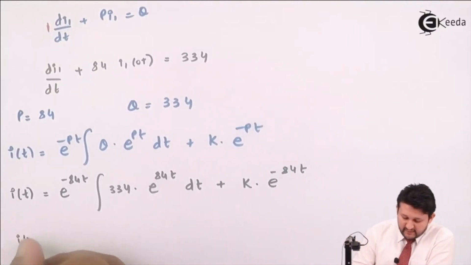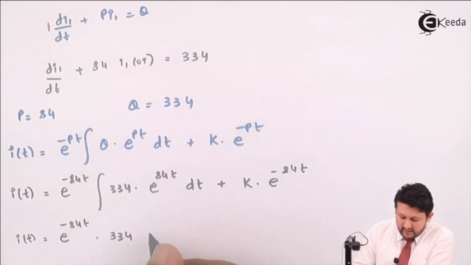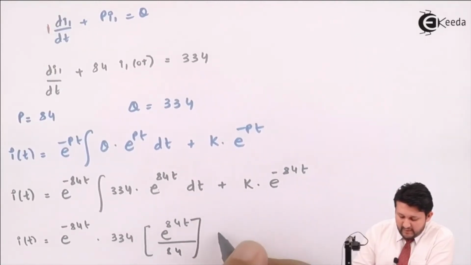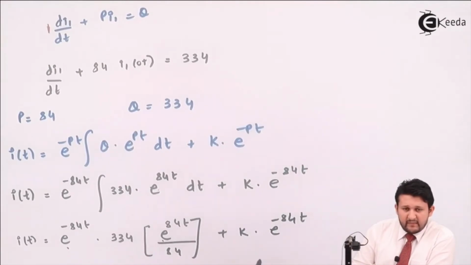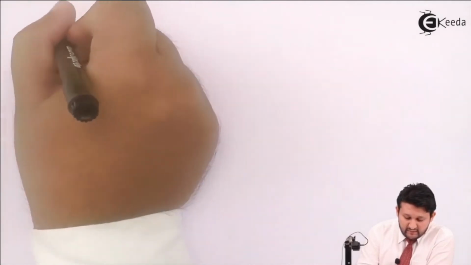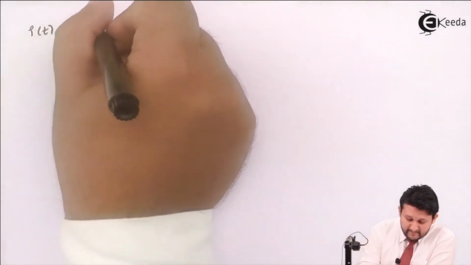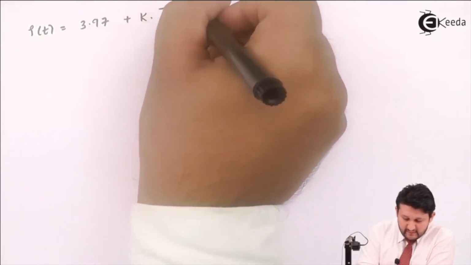So integrate the above equation. I of t is nothing but equal to e raised to minus 84 into t, 334 is a constant. If you integrate this part, it will be e raised to 84t upon 84 plus k into e raised to minus of 84 into t. Base is same and the power is opposite. If you add them, it will be e raised to 0. So anything raised to 0, you need to write as 1. So the equation of I of t which you get is 334 divided by 84. So the value which you get is 3.97 plus k into e raised to minus 84t.